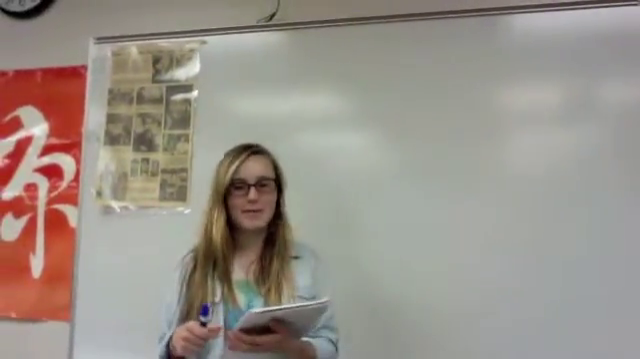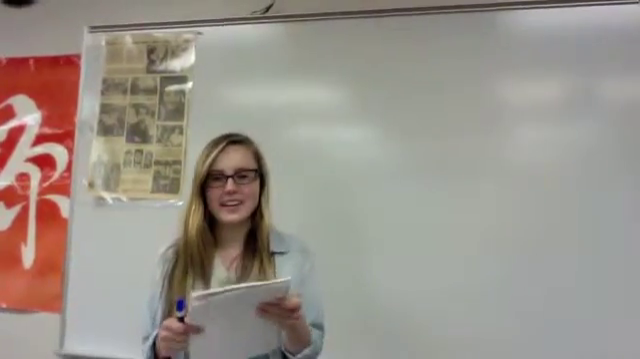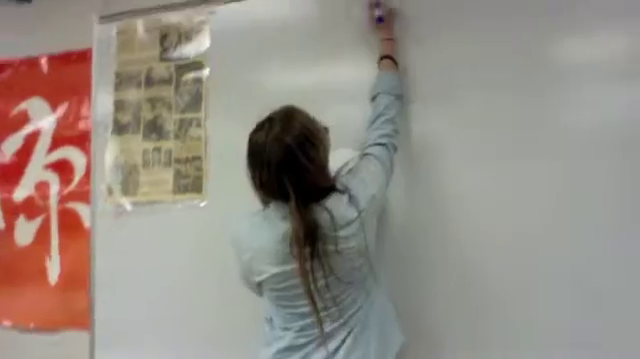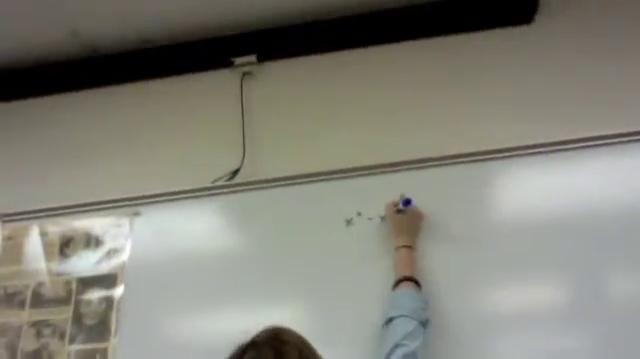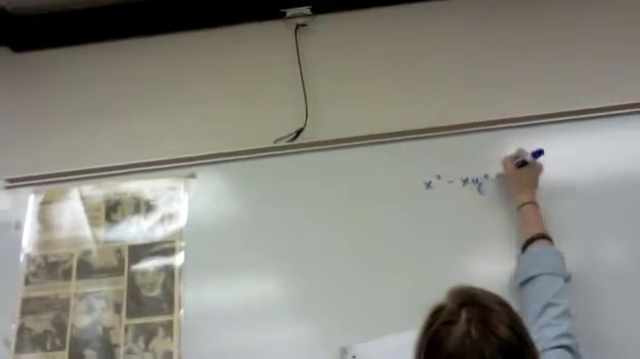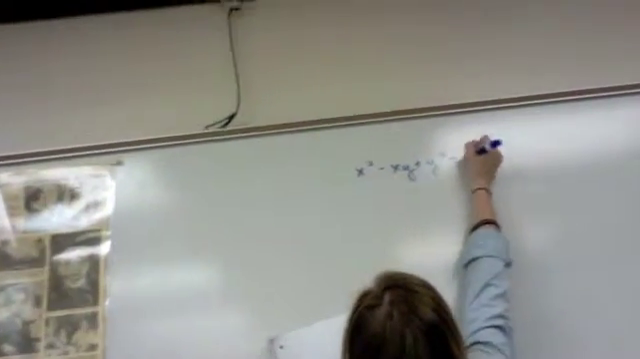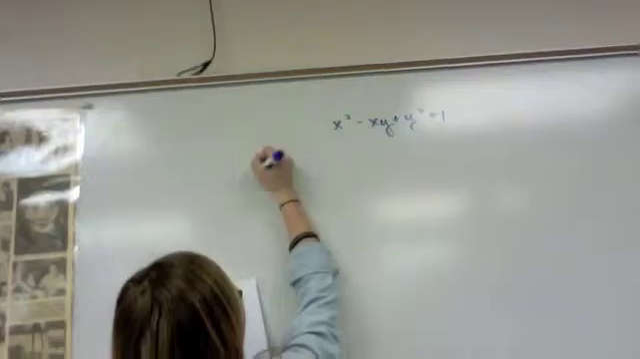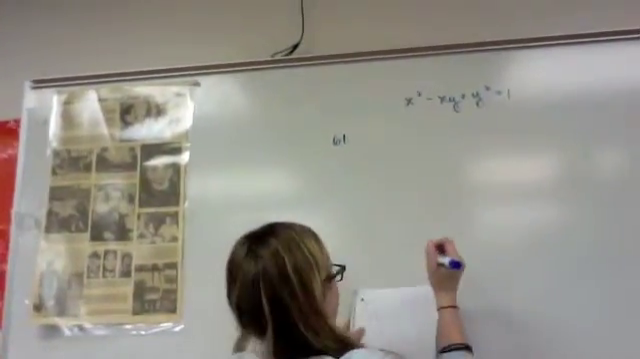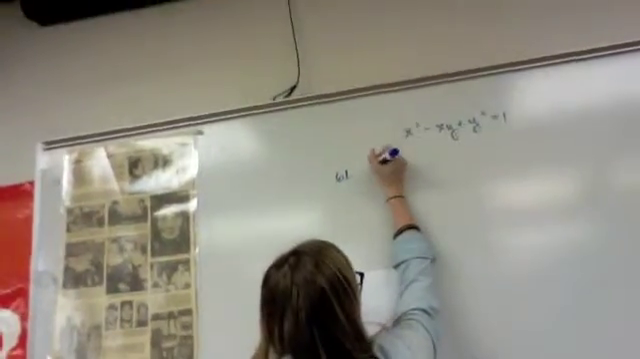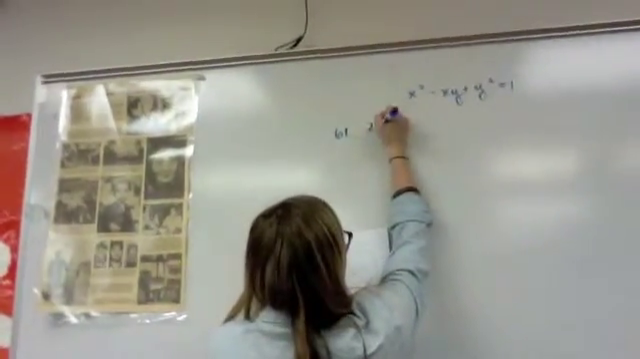Hi class, so I'm going to do implicit differentiation, and we're doing 3.7, number 61 and 62. So we're given this equation, x squared minus xy plus y squared equals 1. For number 61, we are asked to find dy/dx. So you just take the derivative, this is going to be 2x.